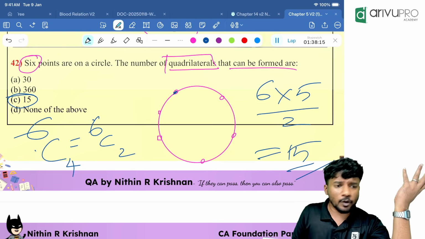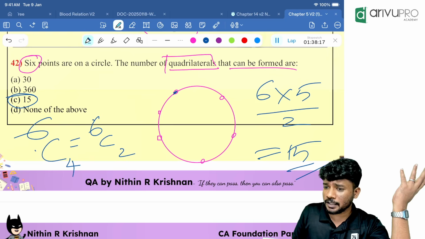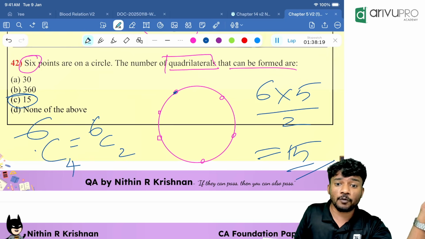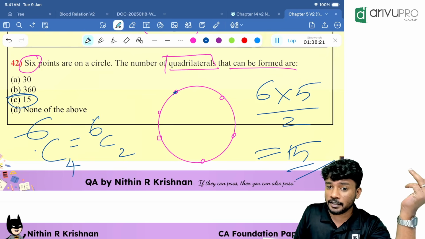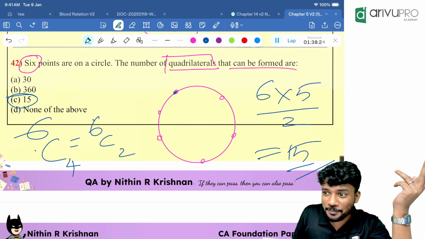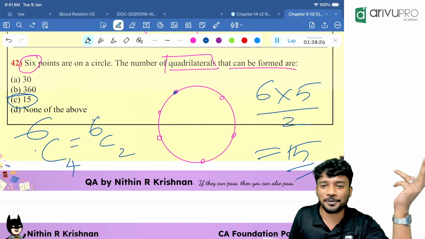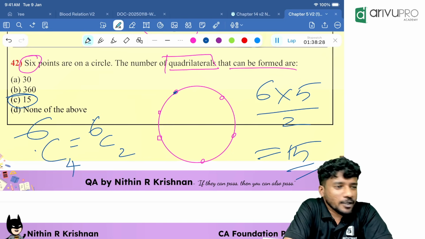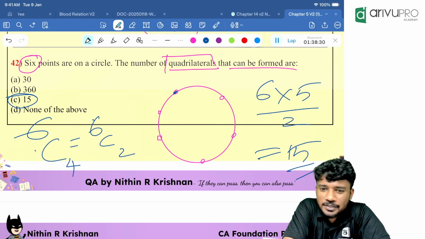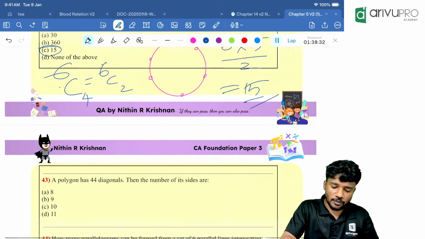Now, what if they wanted to create a 5-sided polygon? 6C5. What if they want to create a 2-sided polygon? Is it possible? Is a 2-sided polygon possible? No. Are you getting the point? Everyone understood this? Yes. Next one, people.